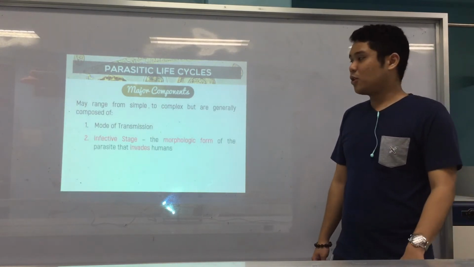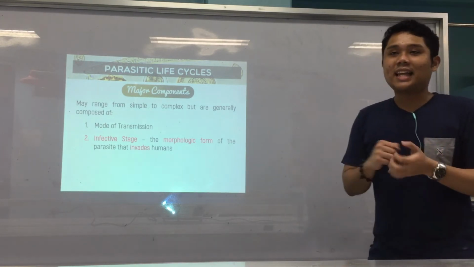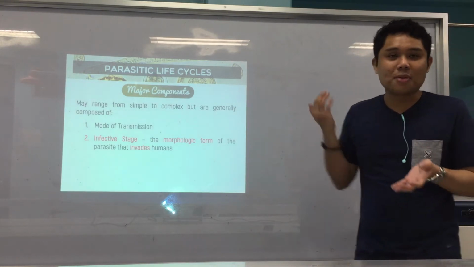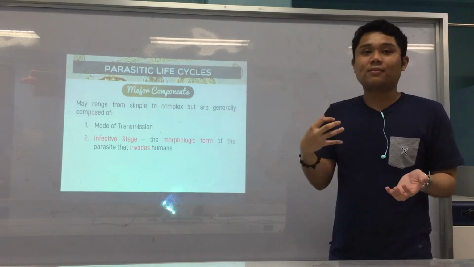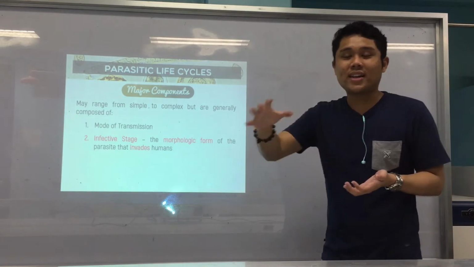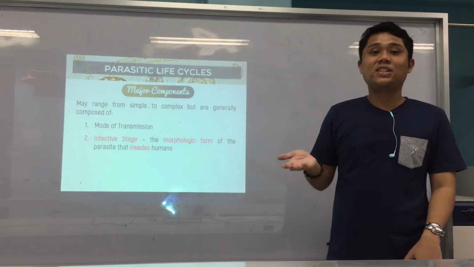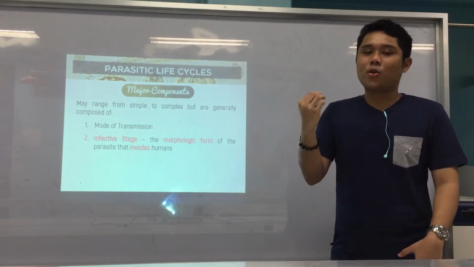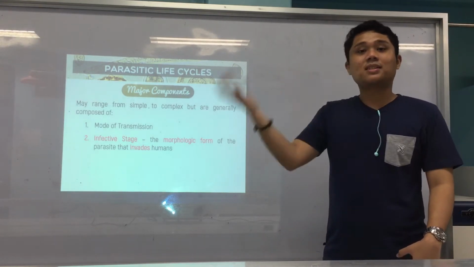Next, we have what we call the infective stage. When you say infective stage, this is the stage that invades the host, or the stage that we get from the environment or from another host. It's because of this stage that the infection starts. So the morphologic form of the parasite that invades humans is the infective stage. By the name itself, infective, this is the form that hosts get, and from there the infection starts.